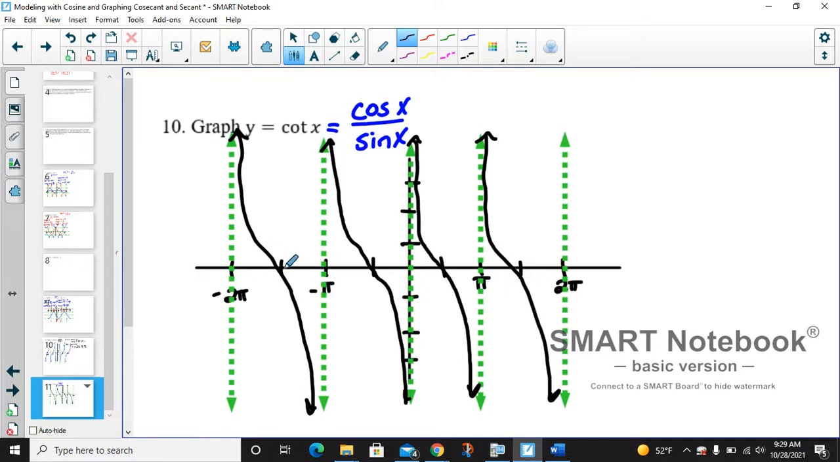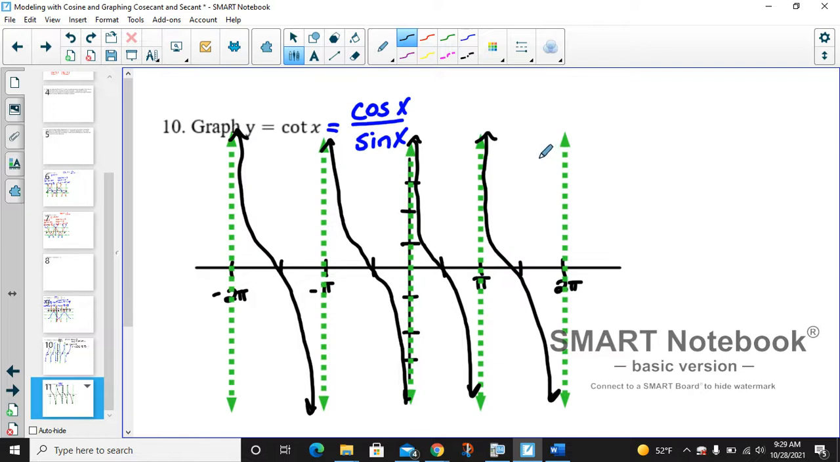Between negative pi over 2 and negative pi, you're going to get one of them positive, one of them negative. That's why you're negative, right? So any place where you're negative, one of sine and cosine is positive and one of them is negative. So a positive over a negative is a negative. And wherever it's positive up here, cotangent is positive, either they're both positive or they're both negative. So that's basically how those happen.